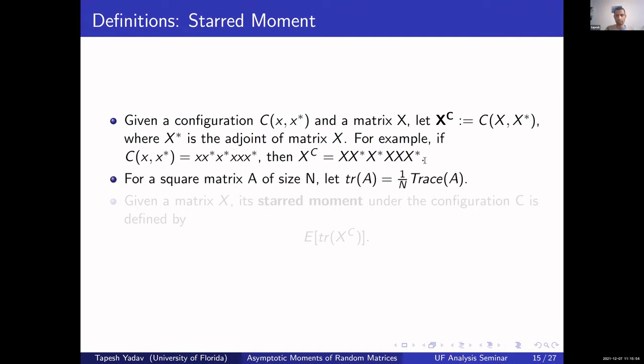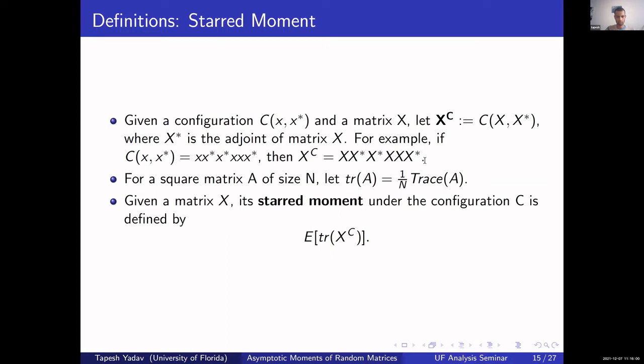For a square matrix of size n, let small tr be the normalized trace. Given a matrix X, its star moment under the configuration C is defined by the expectation of the trace of X to the power C. So given a configuration C, I take the product of X and X star according to the configuration, take the trace of it, and then find its mean. That's the star moment under configuration C.